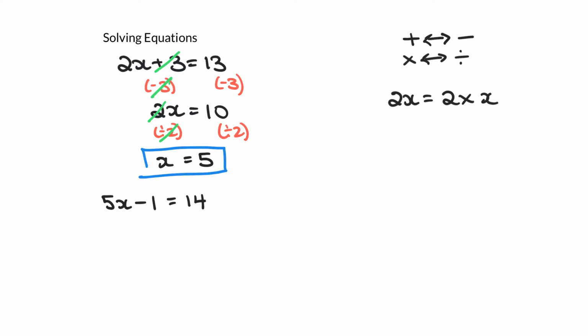Okay, so taking us through our steps, the inverse operation of take away 1 is add 1. We'll do that to both sides. When we add 1 to the left-hand side, that will then cancel with the subtract 1, leaving us with our 5x. And 14 add 1 gets us 15.